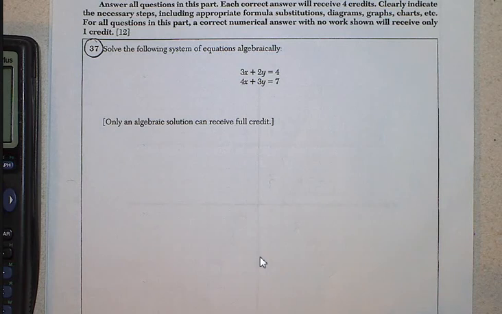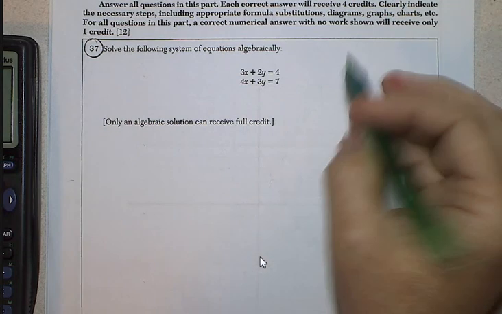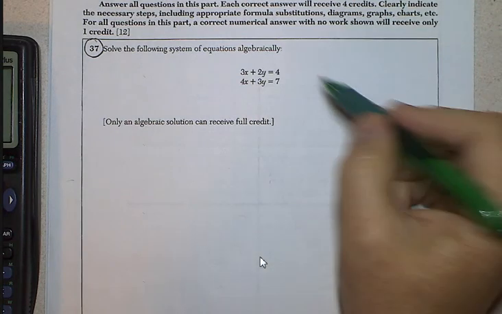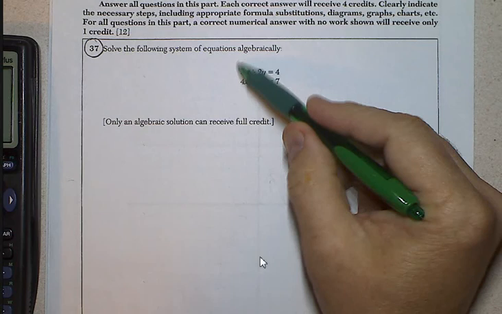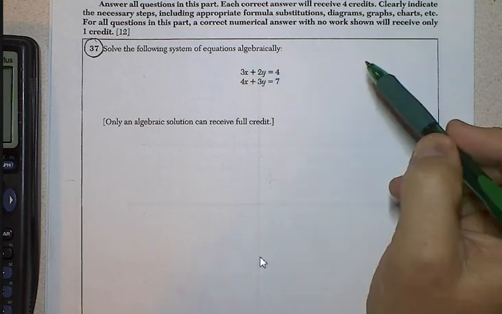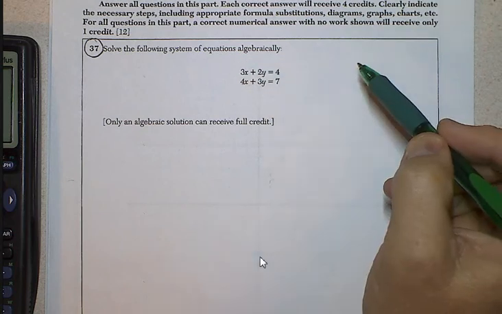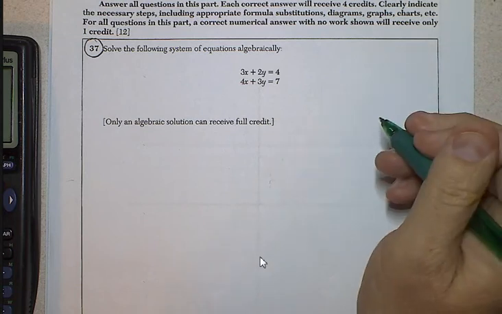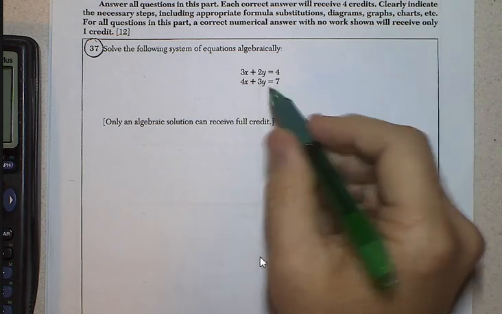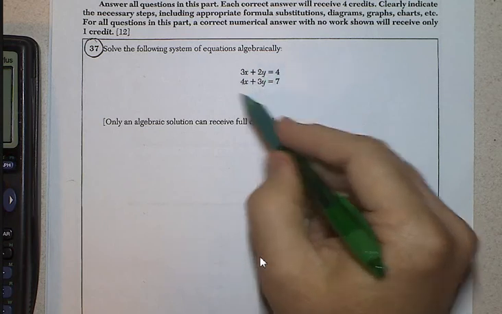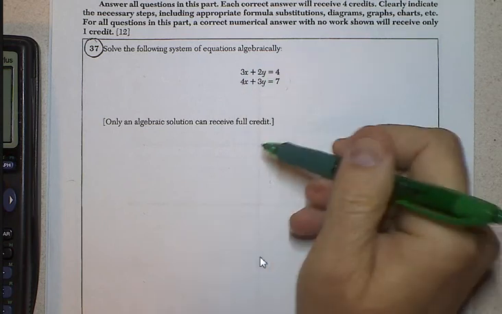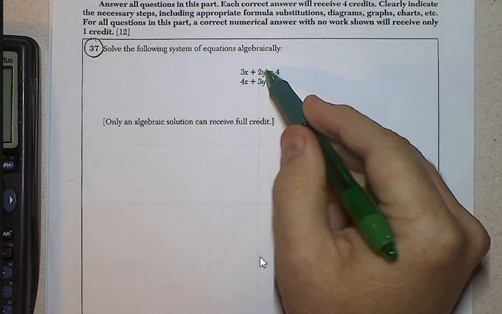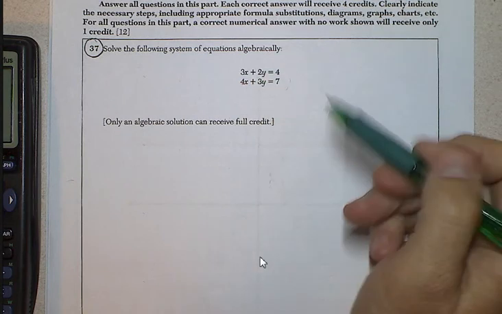Next question is taking the same type of problem, but this time they want you to solve it algebraically. Whenever you're trying to solve something algebraically and you have your x's lined up and your y's lined up, the best way to do that is through the elimination method. Remember, the elimination method means we want to try to get one of the variables, either x or y, to have the same number in front but with different signs.